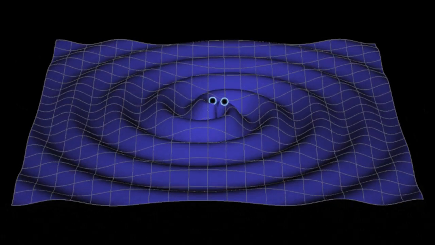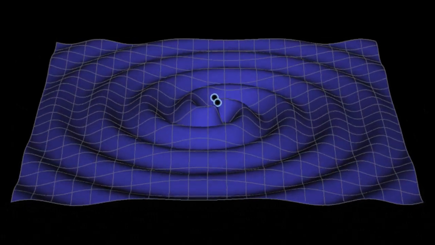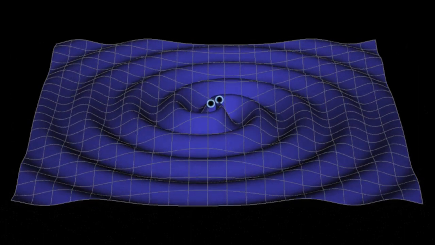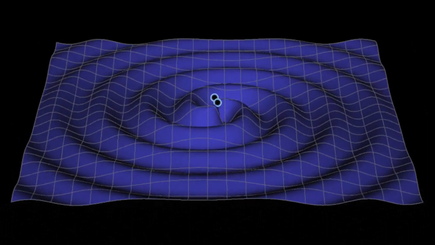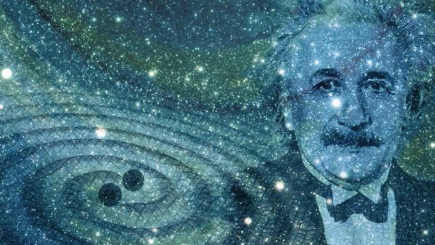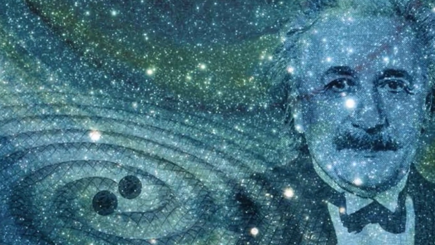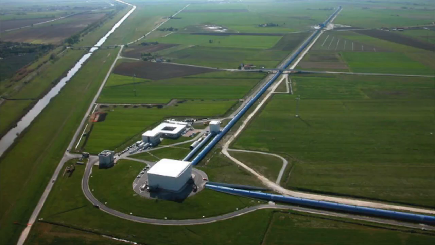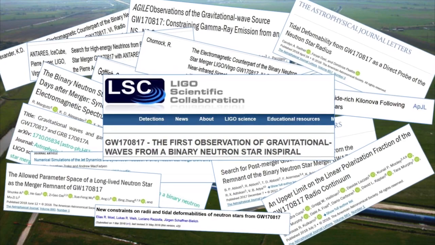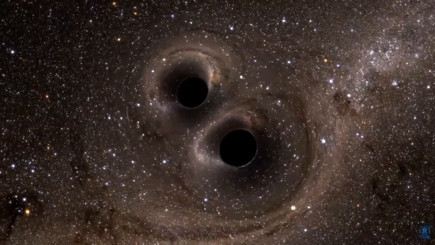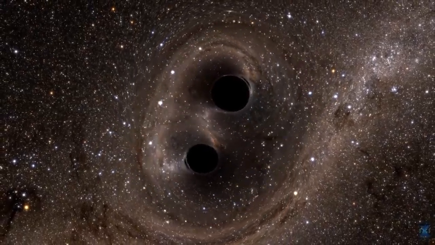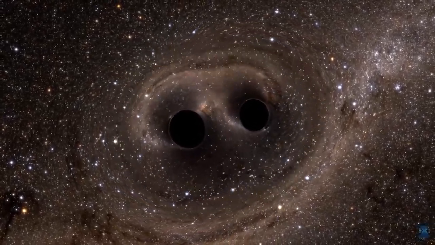Let's start by talking about one of the most exciting discoveries of the past decade, the detection of gravitational waves, ripples in the fabric of spacetime. Although originally predicted by Einstein's theory of general relativity, it was not until 2015 that the Laser Interferometer Gravitational Wave Observatory, or LIGO, announced the direct detection of gravitational waves for the first time. Since then, we have observed dozens of events caused by the merger of black holes and neutron stars.